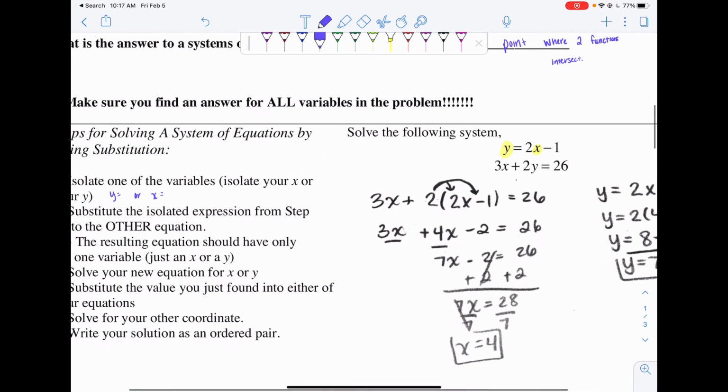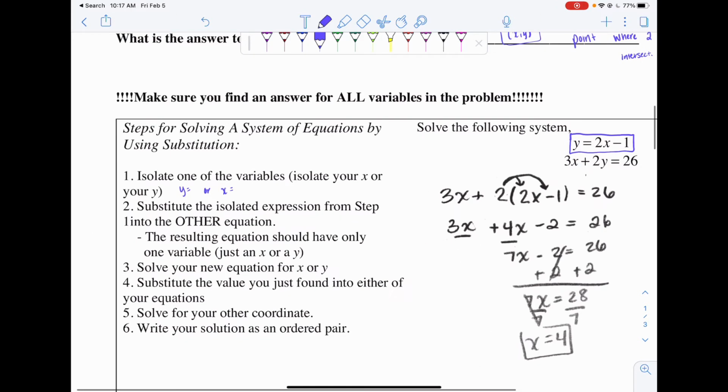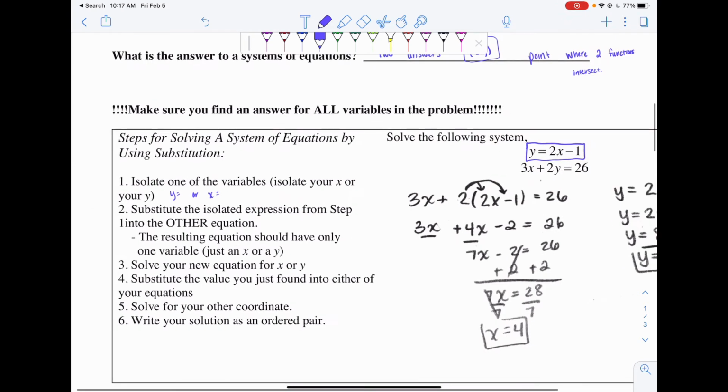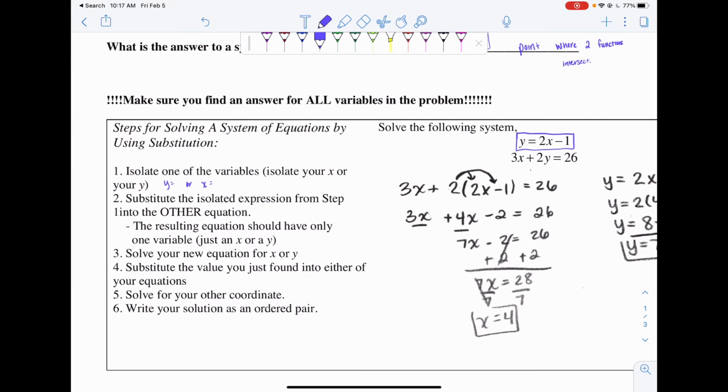So if we look at this system, we can see that we actually do have a y by itself. y is equal to 2x minus 1. Number 2, substitute the isolated expression from step 1 into your other equation. The resulting equation should have only one variable, just an x or a y.